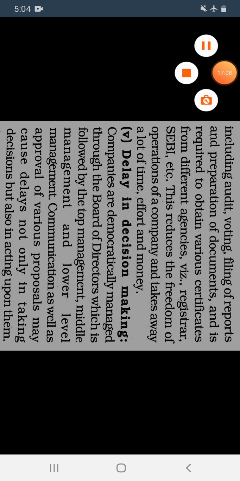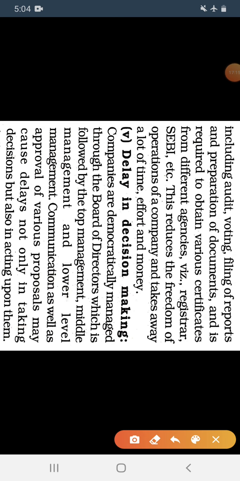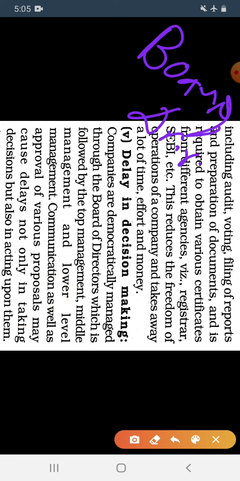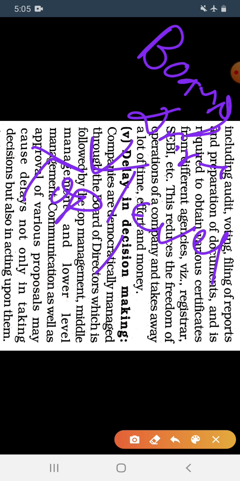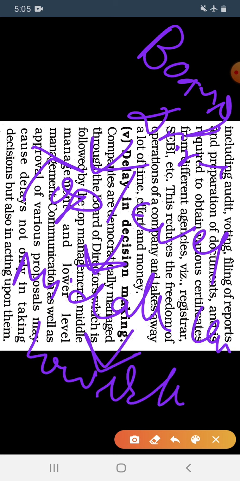The board of directors manage the company. There is the board of directors, then there is the top level, then the middle level, and then the lower level. These all work under one another.